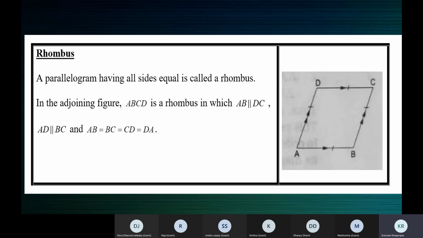Rhombus. Did I give you the properties of a rhombus? Yes, ma'am. Okay. Define a rhombus. What is a rhombus? A parallelogram having all sides equal is called a rhombus. Very good. A parallelogram in which all the sides are equal is a rhombus.